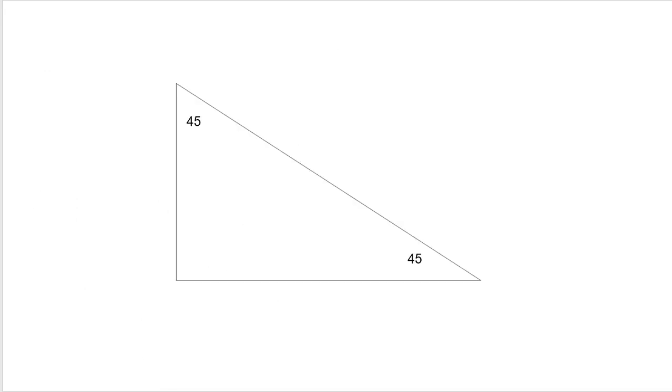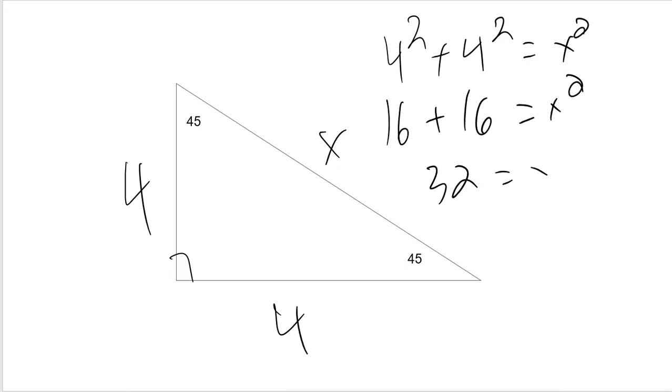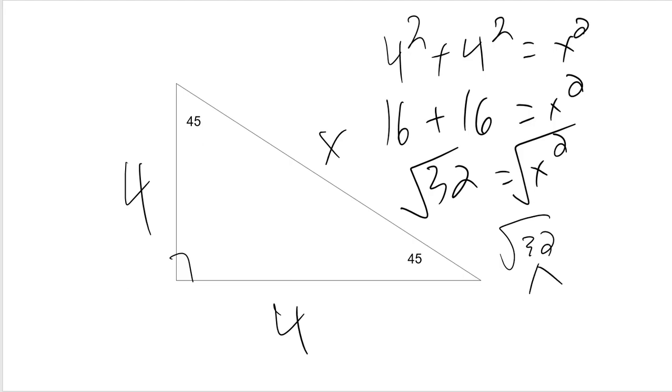So let's look at one. If I were to put 4 and 4 here and try to find x, and I leave it in radical form, meaning I don't give a decimal, I'd do 4 squared plus 4 squared equals x squared. 16 plus 16 equals x squared. 32 equals x squared. Now you could plug it in your calculator and get a number like 5 point something, but I want to leave it as the square root of 32 and break it down.